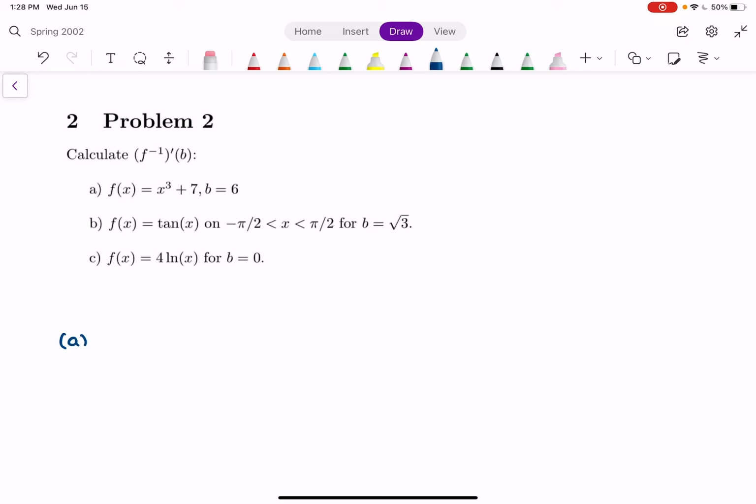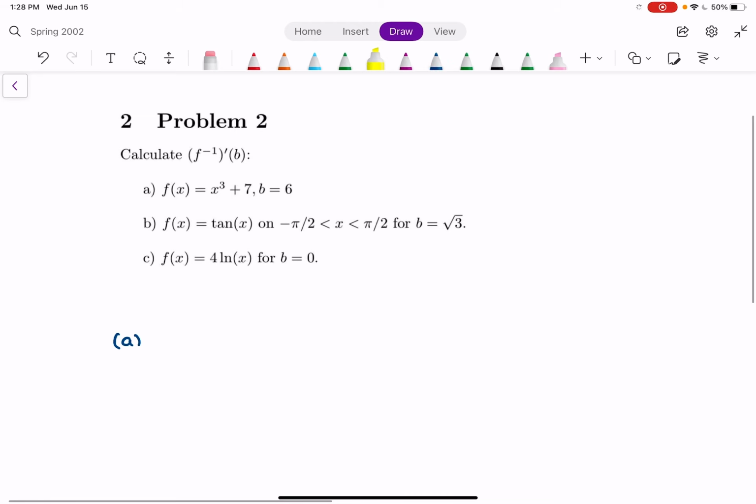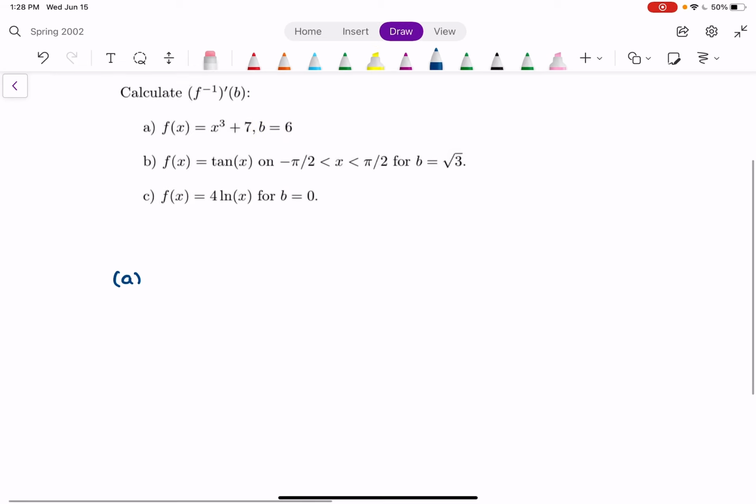Today I'm going to be going over inverse derivatives. So this is an inverse function kind of problem. In this case, it's asking to calculate the f inverse derivative of some value b. So let's take a look at a. They give us that f of x equals x cubed plus 7 and b equals 6. The first thing I'm going to do is rewrite that: f of x equals x cubed plus 7 and b equals 6.